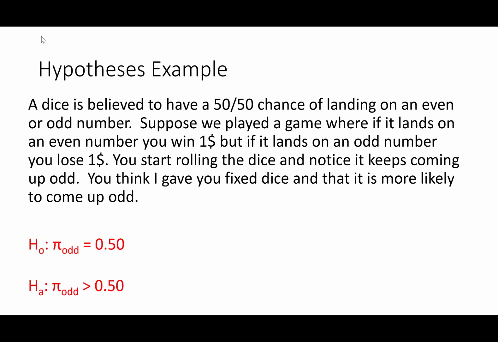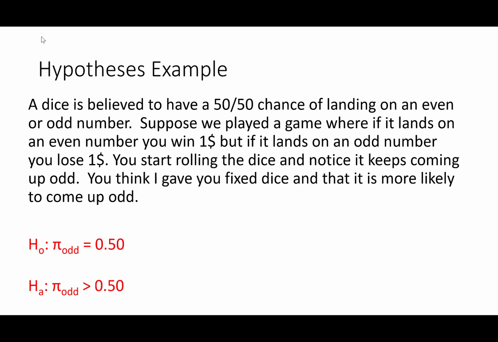The null hypothesis is assuming the probability or the likelihood of rolling an odd number equals 50%. That's the assumption. The assumption is that I'm innocent. You're trying to prove or support that the probability of rolling an odd number is greater than 50%. You think I gave you a fixed dice. So in this case, the null hypothesis is that the population proportion pi equals 50%. And the alternative, what you're trying to prove, is that the proportion is greater than 50%.